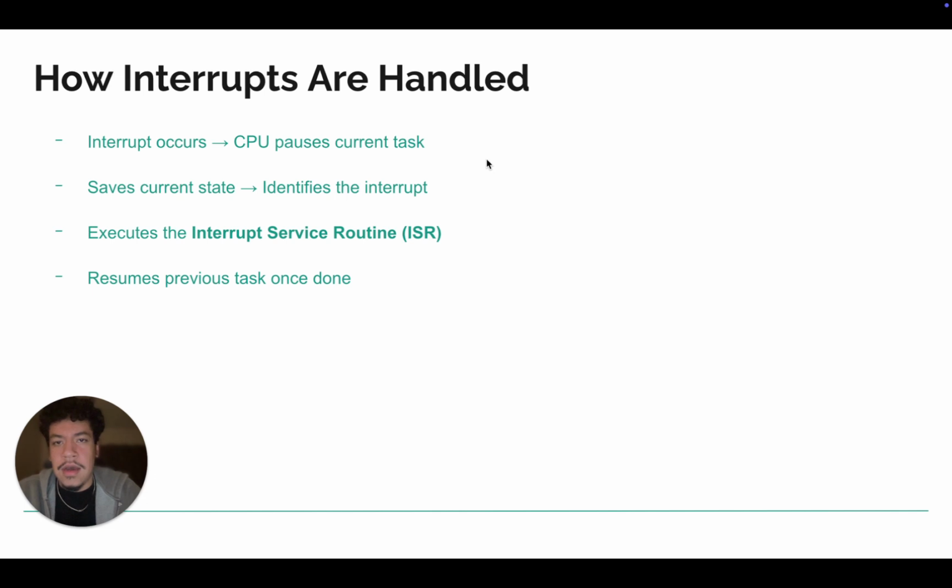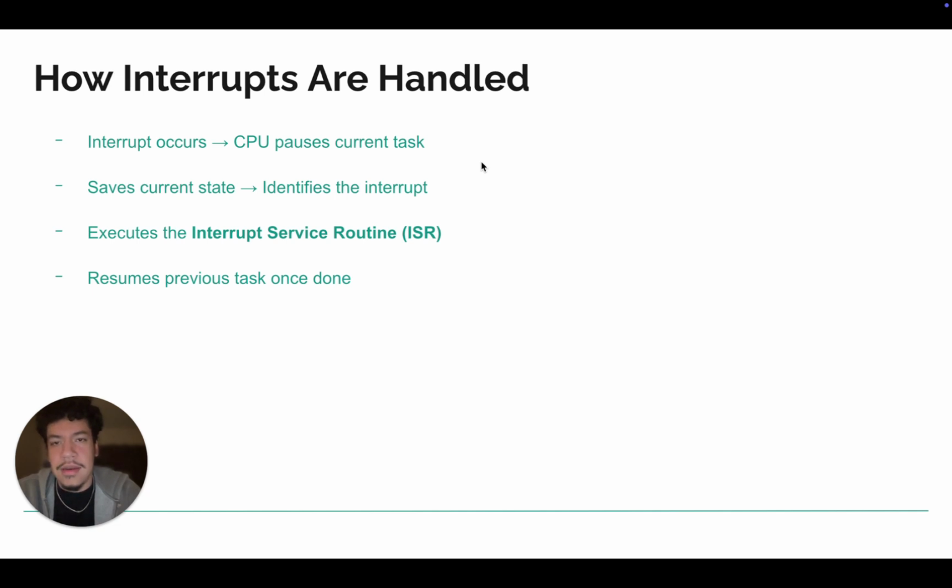Okay, so how does an OS actually handle an interrupt? It's a whole process. Number one, the first step is an interrupt occurs. A device or program signals for attention. Number two, the CPU pauses. The current task stops, but not before saving its state, so it can pick up where it left off after. Number three, it identifies the interrupt. The OS figures out what caused the interruption. And number four, it executes the ISR. So the interrupt service routine, or the ISR, jumps in to handle the situation. And then number five, it resumes. Once the ISR finishes, the CPU goes back to doing what it was doing, like nothing ever happened.